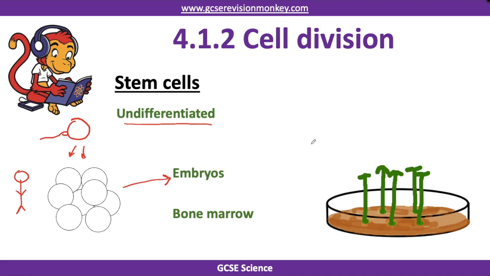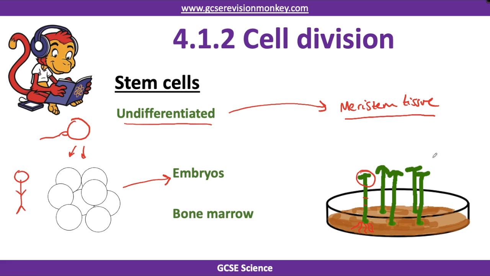Plants also have stem cells. In plants, this is found in the meristem tissue. And there's lots of different places in plants that you find the meristem tissue. You find them in the tips of the shoots and also in the roots of the plants. And you'll also find them at various points in the stem as well. So this plant tissue is undifferentiated, so they can turn into any type of cell.